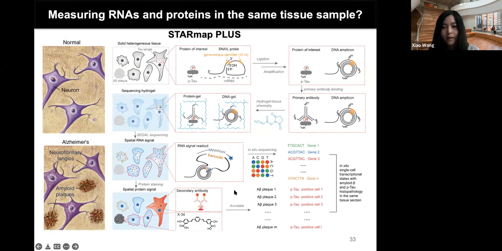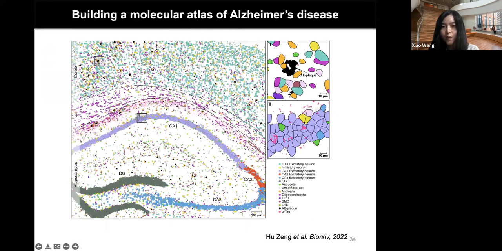After gathering this type of high dimensional information, we of course first do dimensionality reduction so that we can see all the cell types near the A beta plaques and also the cells that are actually containing tau tangles.